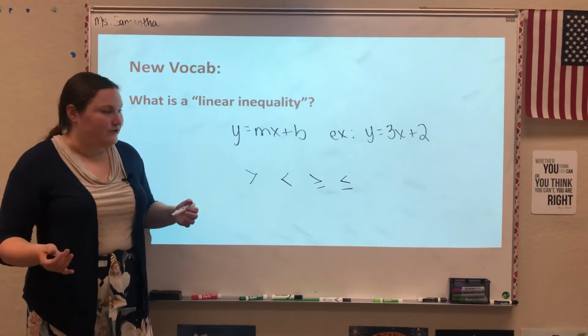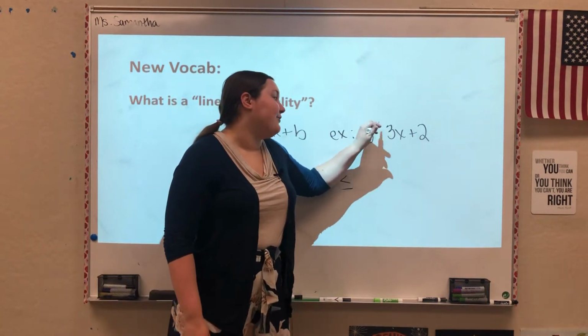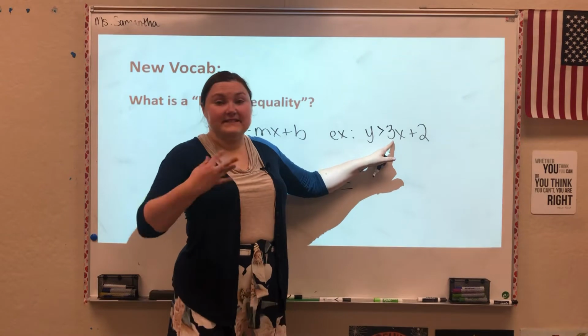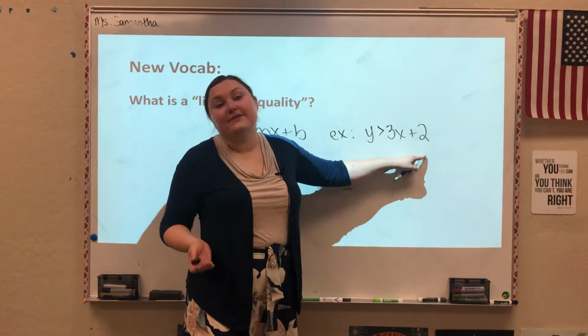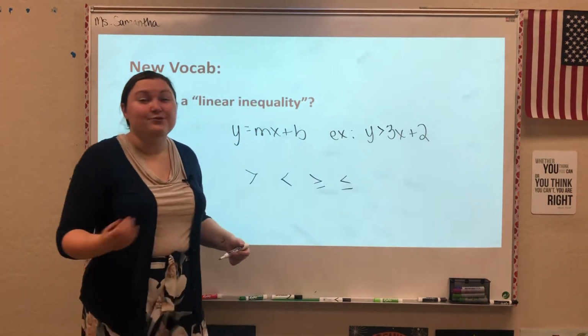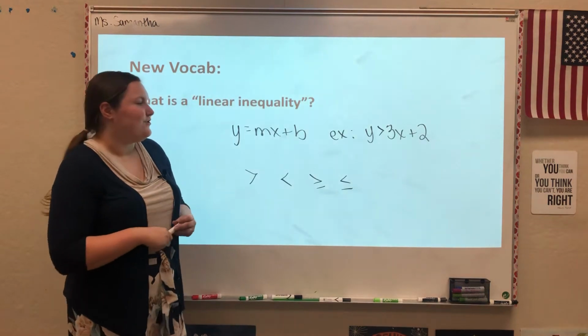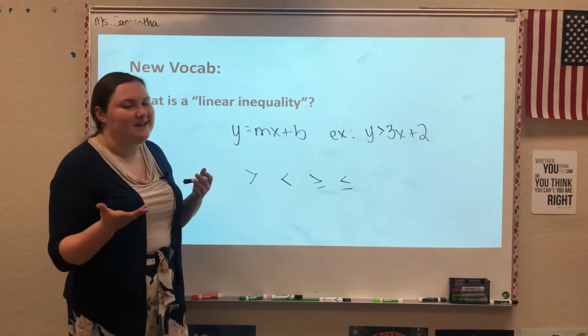Everything else, though, is still true. So even if I had a greater than sign here, this is still your slope. This is still your y-intercept. You would still graph it the same as an equation. There's just some extra stuff going on with it being an inequality.